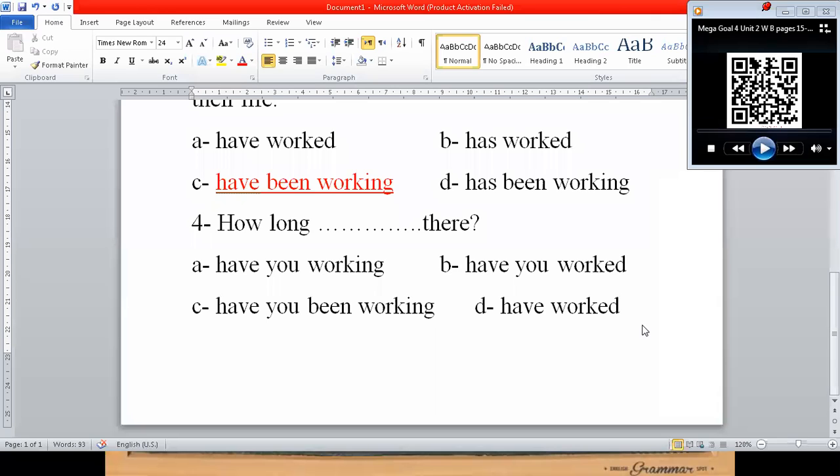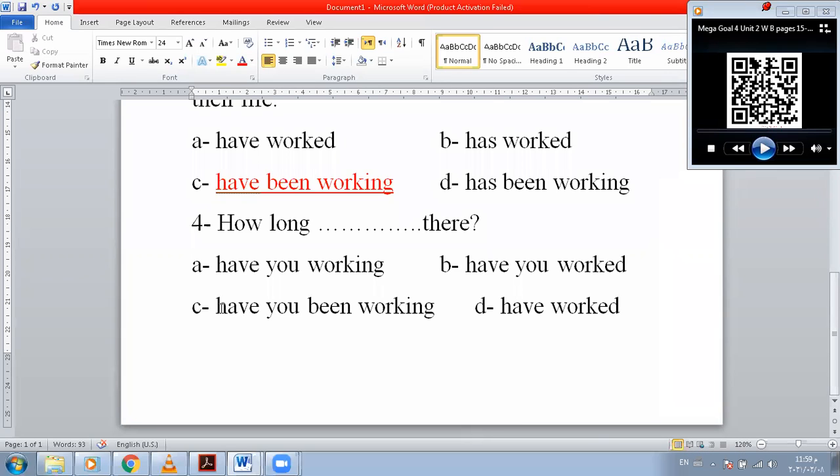Okay, Mr. Number 4. How long have you been working, sir? Letter C. Okay, why? Because he is asking about the duration of the work you did in that place. Because if we want to ask about the duration, we have to use the present perfect progressive.